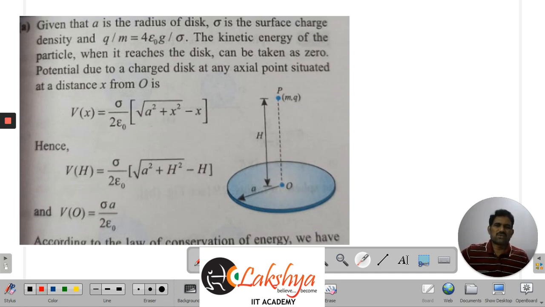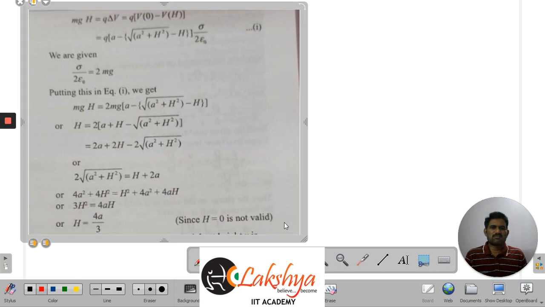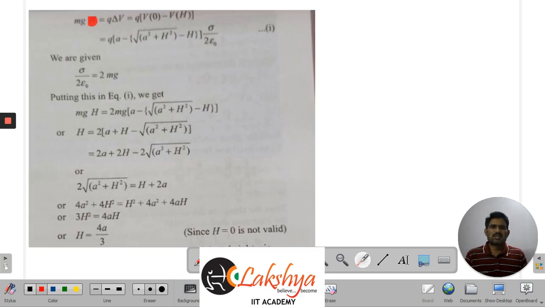Now let us substitute those values in our conservation of energy equation. So now the conservation of energy equation I am writing here. Initially it is having some potential energy. So that potential energy is nothing but mgh. So that should be equal to the change in electrostatic potential energy here. Here initial kinetic energy is 0, final kinetic energy is also 0. Or you can also write the same equation like this: initial energy is equal to final energy.